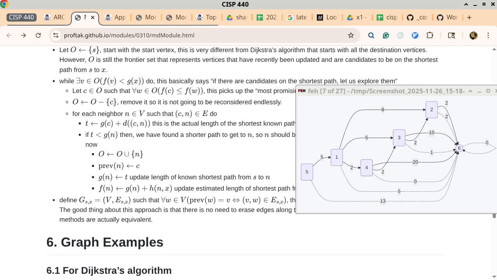So this is the condition of the loop. As long as this condition is true, we stay in the loop. When this condition is false, then we exit the loop. So what is it saying? We should note what this symbol is representing now. It's the existential quantifier. So it says there exists a vertex V in the set O such that f of V is less than g of x.